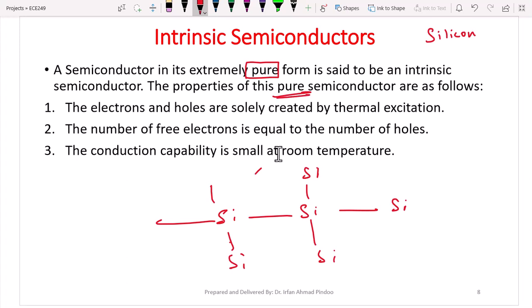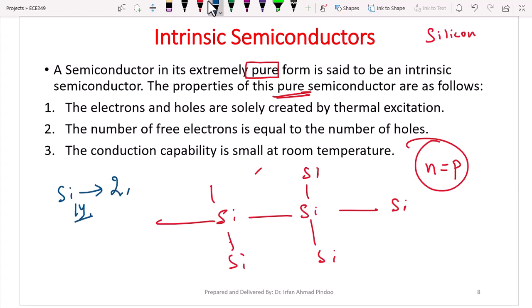Now the properties of the intrinsic semiconductors are: electrons and holes are created by thermal excitation. It means whether that thermal excitation is due to the voltage or due to the temperature being increased, it will result in electrons and holes. And the number of electrons and holes are equal. It means the number of holes and the number of electrons are equal in an intrinsic semiconductor. And the third point is conduction is very small at room temperature. Now why is the conduction small? Because if we see this example that I have drawn here, you will observe that in silicon, the atomic number is 14.